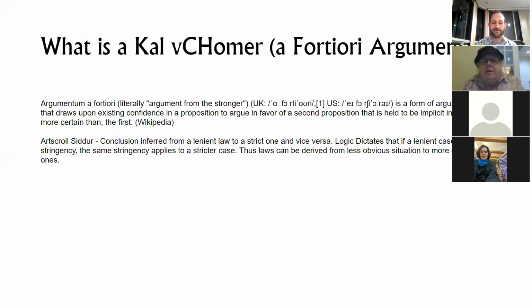You see one thing, you see something else, you think they compare, and then that's what we got, right? So logic dictates that if a lenient case has a stringency, then the stringency applies to the stricter case, right? Thus, laws can be derived from less obvious situations to more obvious ones. So basically, it's a logical inference from point A to point B. They're similar, so therefore we can apply something based on those two different cases.